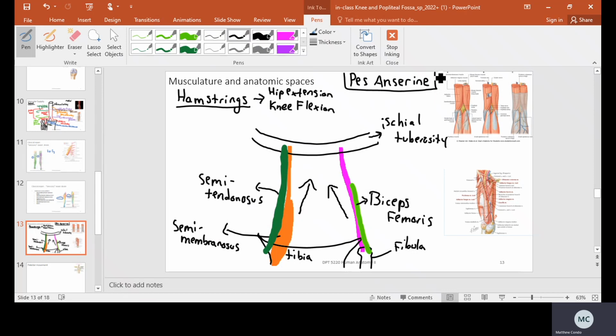So it's just like biceps gripping, right? Same concept by gripping. Ready to go.